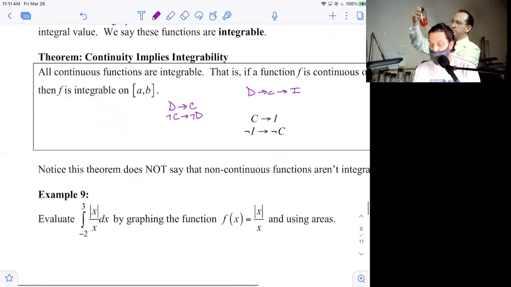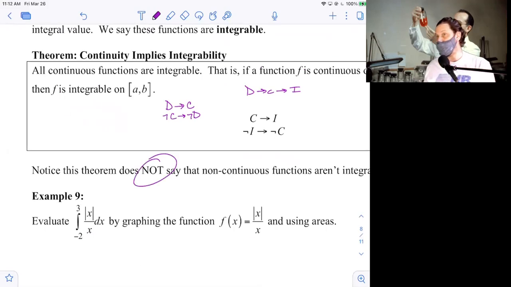Now, notice what this theorem does not say. It doesn't say that if it's not continuous, it's not integrable. In fact, you can integrate functions that have discontinuities in them. As long as they're holes or jumps, it's never going to be a problem. Asymptotes may or may not be.